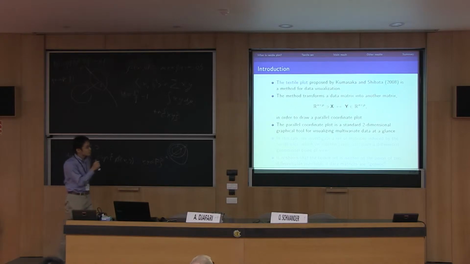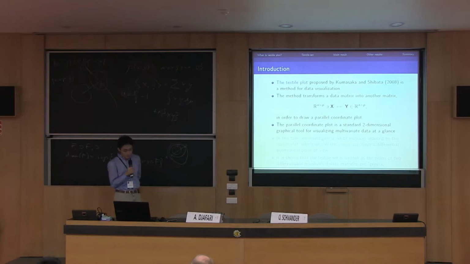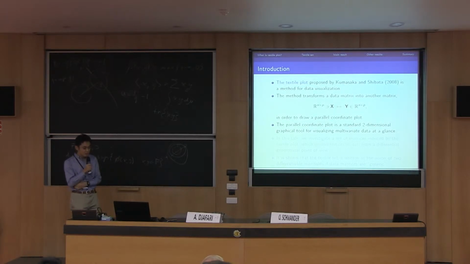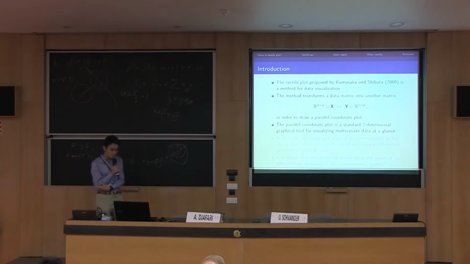The textile plot proposed by Kumasaka and Shibata is a method for data visualization. The method transforms a data matrix X into another matrix Y in order to draw a parallel coordinate plot. The parallel coordinate plot is a standard two-dimensional graphical tool for visualizing high-dimensional data at a glance.